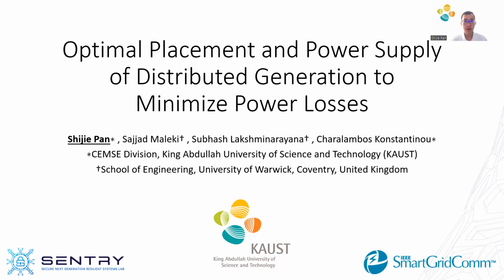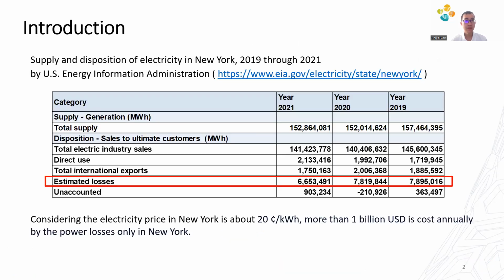losses. So why is reducing power losses so important? Let me first show you a table. This is the table of supply and disposition of electricity in New York from 2019 to 2021, and is published by US Energy Information Administration.